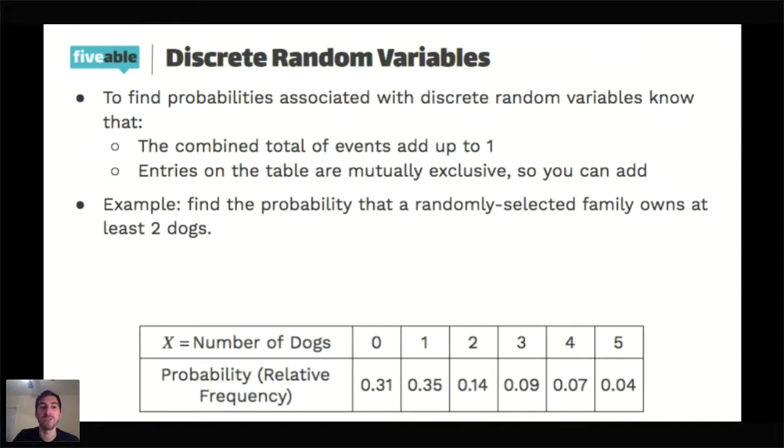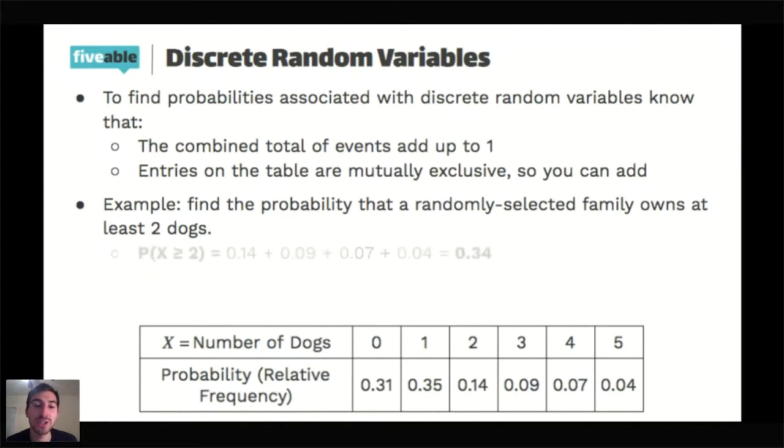And so if you wanted to find the probability that a randomly selected family owns at least 2 dogs, you'd have to ask yourself, okay, what does at least mean? A common mistake that students make is they think at least means less than, when it really means the lowest it can be is 2. That's your minimum. And so at least means 2 or more. And so I would circle all the probabilities that go with 2 dogs or more.